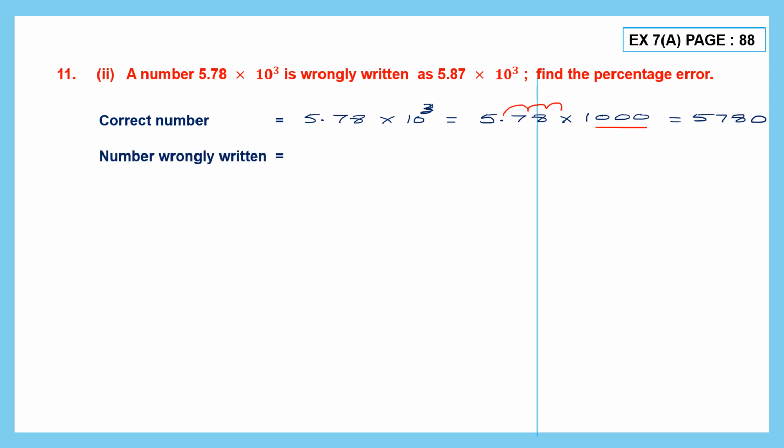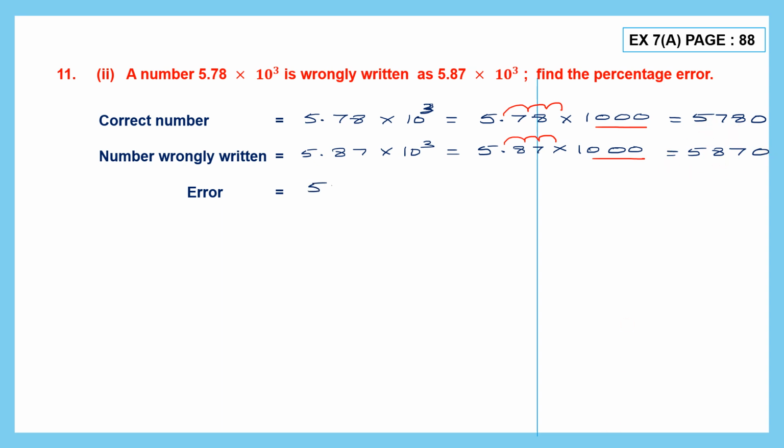Now the number that is wrongly written is 5.87 into 10 to the power of 3. So here also 5.87, we multiply it by 1000, and again because there are 3 zeros, the point moves 3 places to the right. So we have to put one more zero there. 5870. So we've got the original number, the correct number. We have the number that's wrongly written. We have both the numbers here. Now we have to find the error. That is, we have to subtract. So here this wrongly written number is greater. So that has to be written first.